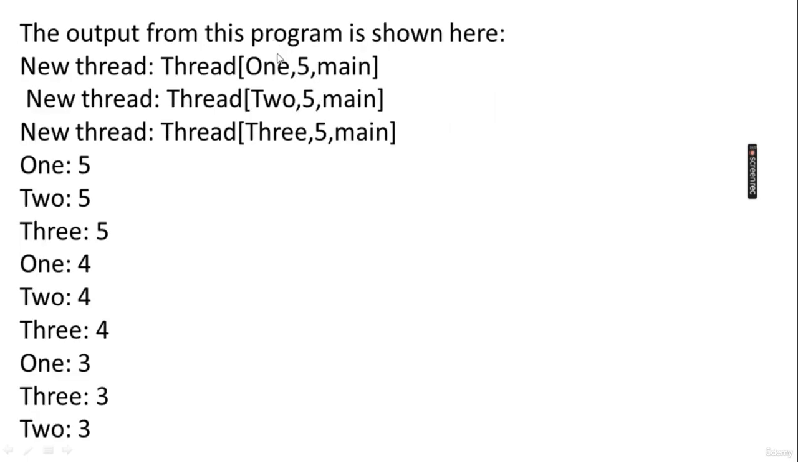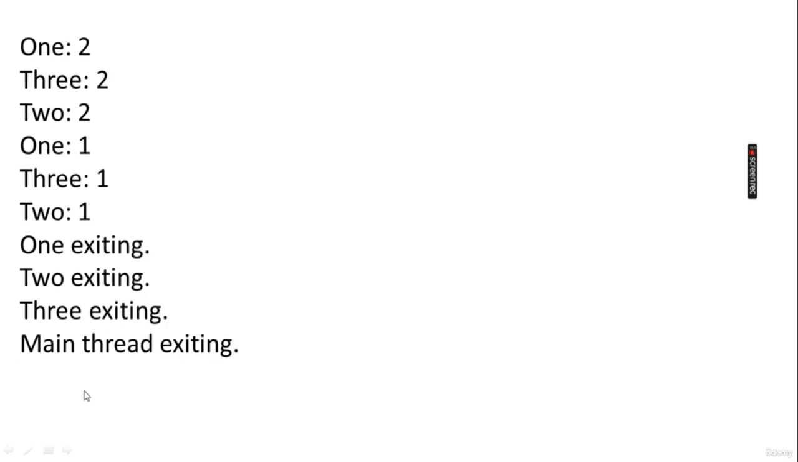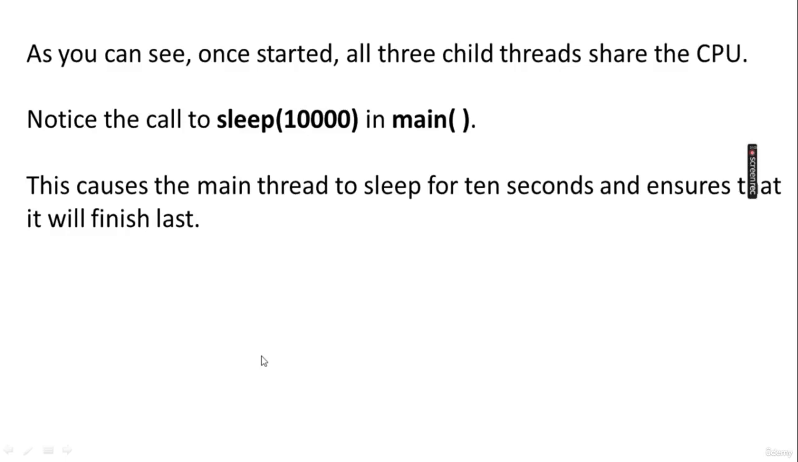Now this is the output of this program. New thread, thread 1, 2 and 3. This is the group name, thread group name main, and this is the priority provided. 1, 2, 3 is called 5, 4, 3, 2, 1. And after that 1 and 2 and 3 will exit, and then at last the main thread will exit.